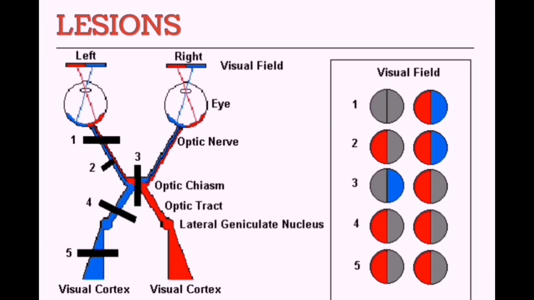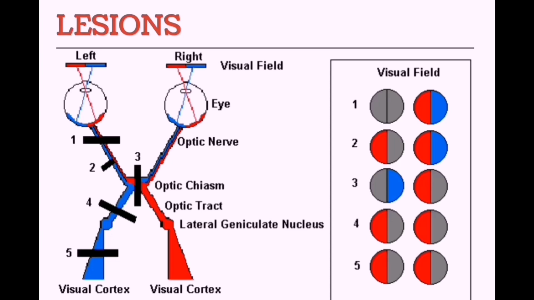So at point number 1, there is a lesion of the optic nerve. When the optic nerve is damaged, it will include damage to both the red and blue side fibers. So both the right and left visual field of the left eye will be lost. The gray color in the picture is representing that the vision of the left eye is lost if the lesion is at the level of the optic nerve.